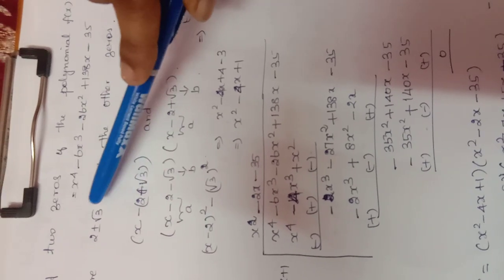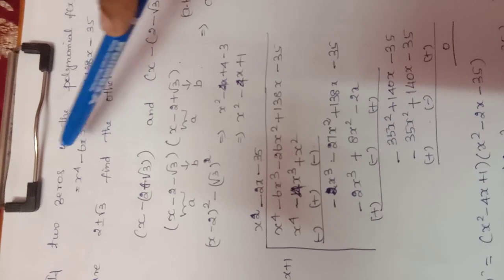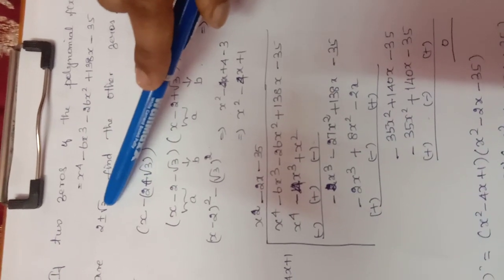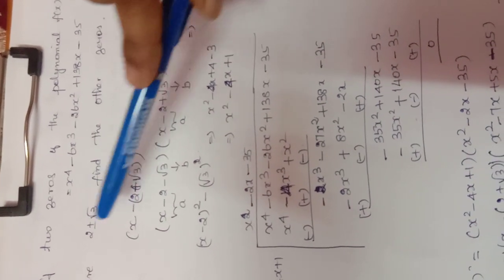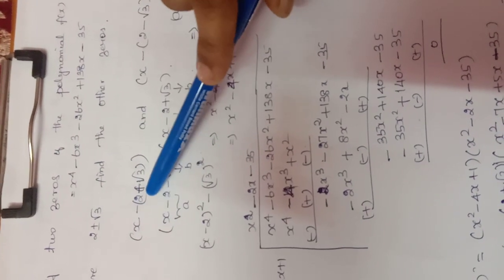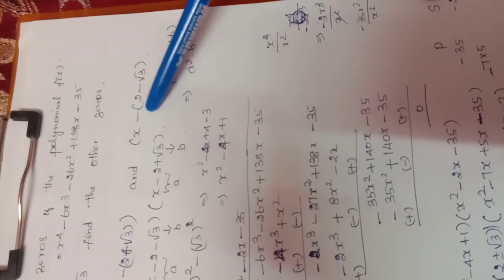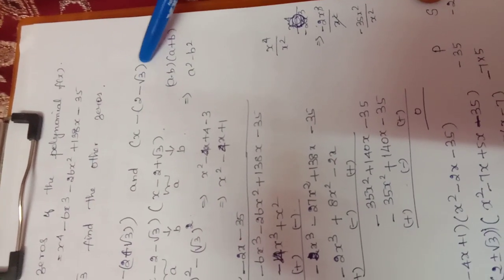First we will find out the polynomial by which it has to be divided. For finding that, you have to take the given roots and write down the factors of the root. One factor of the root is x minus 2 plus root 3. Another factor is x minus 2 minus root 3.